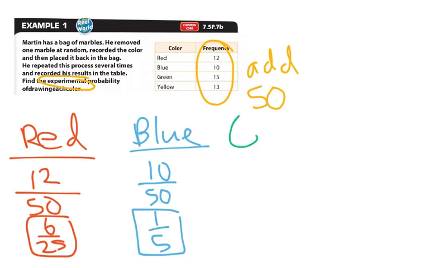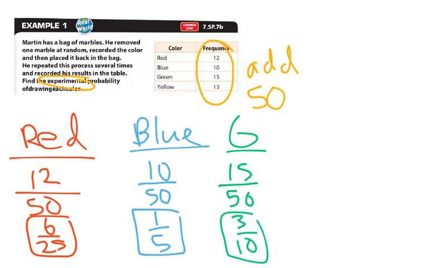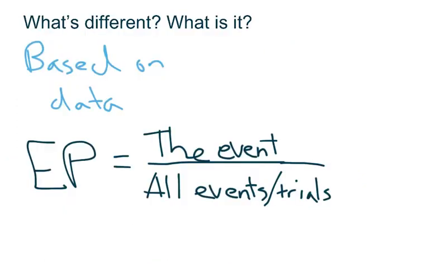Now taking a look at green, there were 15 selected over a total of 50. In that one, we could take out a 5 to get 3 over 10. And finally, we look at yellow, 13 over 50, and well, that's about as reduced as that's going to get. So there's our final answer. So that's all we're doing today. Looking at what is the experimental probability. And again, it's the ratio of the specific event you wanted, over however many times this event happened.